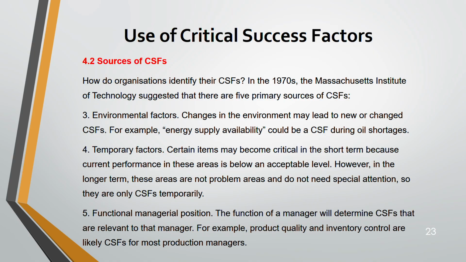Fifth, functional managerial position. The function of the manager will determine the critical success factors that are relevant to that manager. For example, product quality and inventory control are very much critical success factors for a production manager. It might not be for a finance manager or a sales manager, right? But for a production manager, they have to ensure that the product is of good quality and inventory control also.